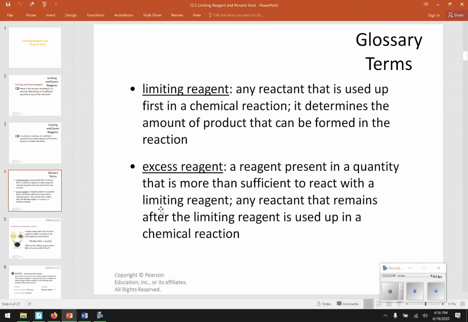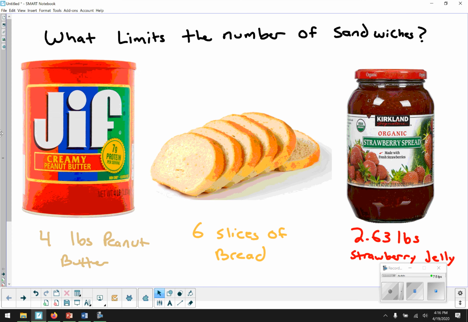And I will give you an example. So if I were making peanut butter and jelly sandwiches, and I had what you see in front of you, this amount of each ingredient. I had 4 pounds of peanut butter, 6 slices of bread, and 2.63 pounds of strawberry jelly. And these are real amounts and real things I actually have in my house, although I do have more than 6 slices of bread right now. So you have 4 pounds of peanut butter, and over 2.5 pounds of jelly, but only 6 slices of bread. Well, how many sandwiches can you make?